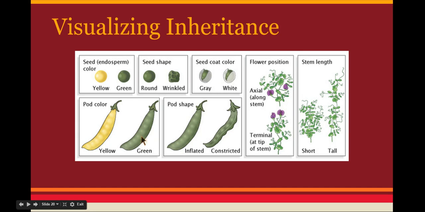Today we're going to be using some of Mendel's traits that he looked at. We're going to be using pod color, yellow versus green, for our examples, and we're going to be using seed shape, round versus wrinkled.